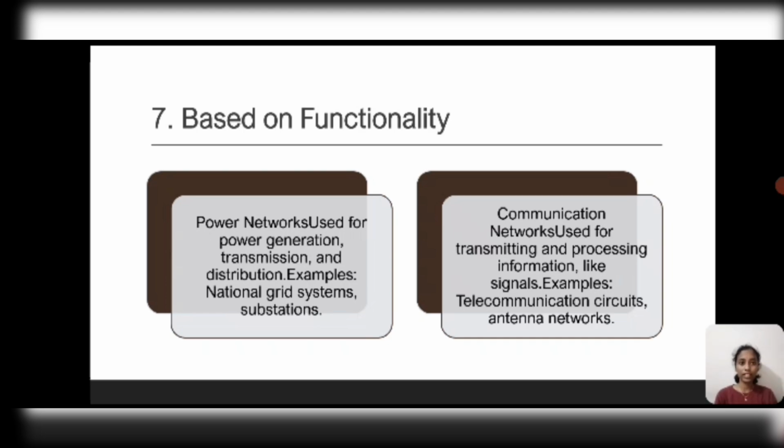Based on functionality, power networks are used for power generation, transmission, and distribution. Examples: national grid systems, substations. Communication networks are used for transmitting and processing information like signals. Examples: telecommunication circuits, antenna networks.